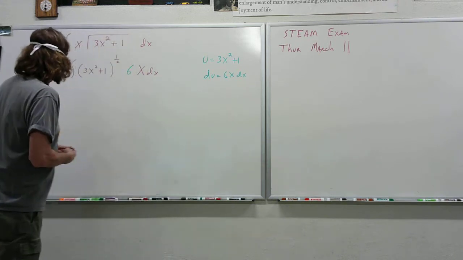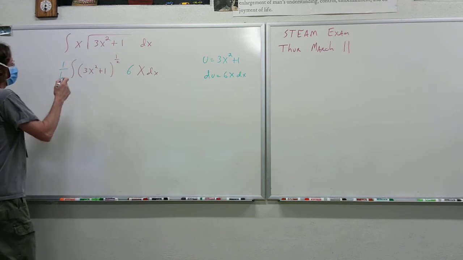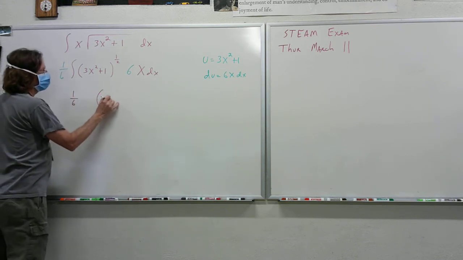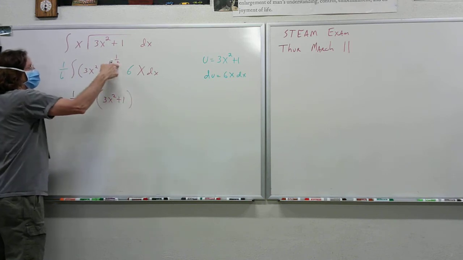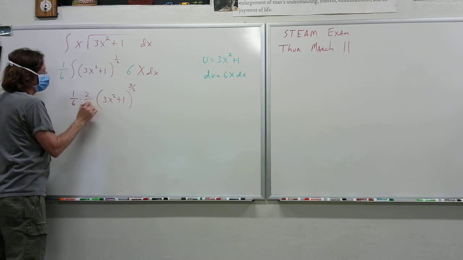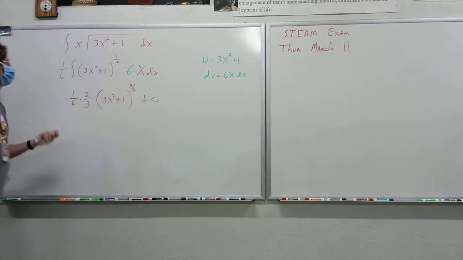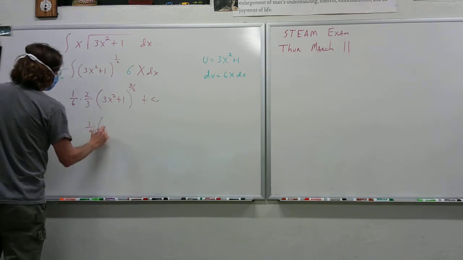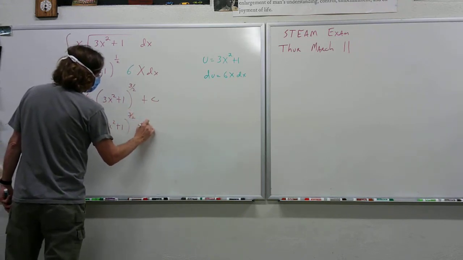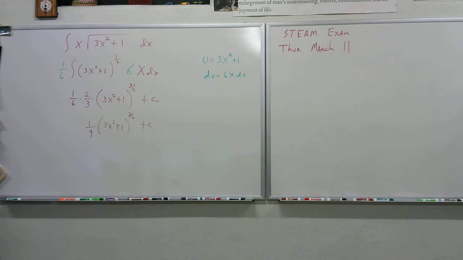All right, once you're here, you simply use the rule. You write your 1/6 down, skip a space. 3x squared plus 1, add 1 to 1/2: 3/2, put the reciprocal out front, 2/3, plus c. And so you get 1/9 times (3x squared plus 1) to the 3/2, plus c. And that's what the original function was. That's what you took the derivative of to get that.